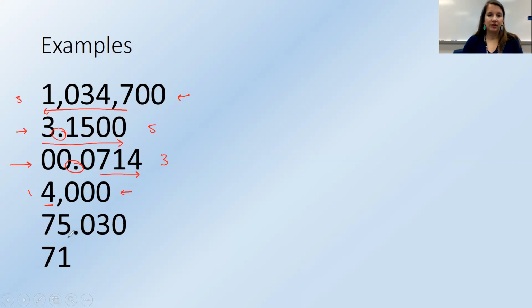The fourth example, there is a decimal point. So we're going to start counting from the left side, start at our first non-zero number, start counting, keep counting. So this has 5 sig figs. And the last number has no decimal point. We start on the right side. There are 2 sig figs on that one. Okay. And that is how you count sig figs.